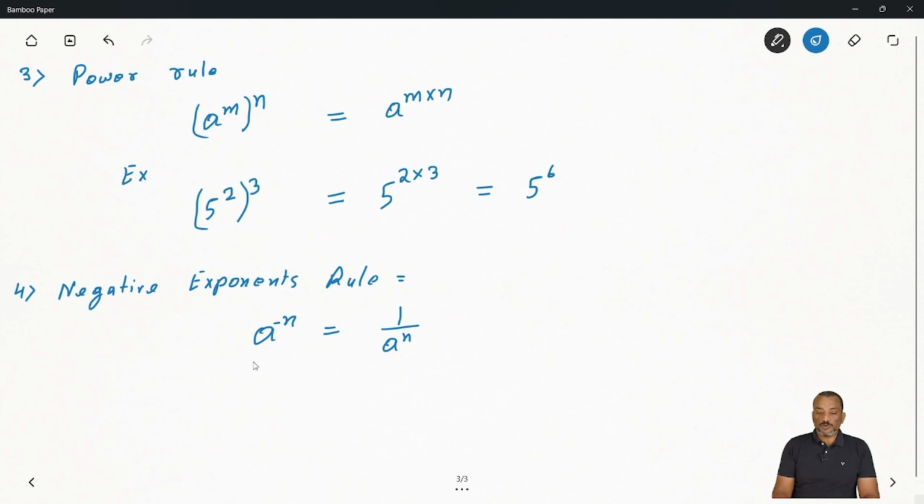Suppose, for example, you have written 2 to the power minus 5. We can say this is 1 over 2 to the power 5. That way we can convert any negative exponent into the fraction form.